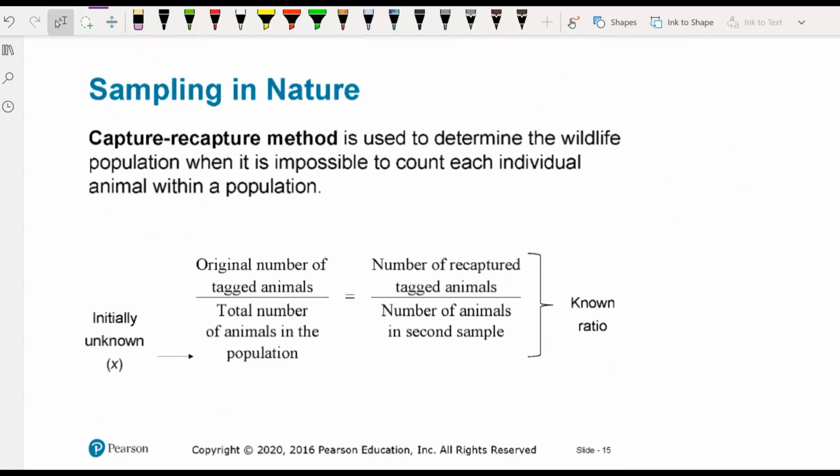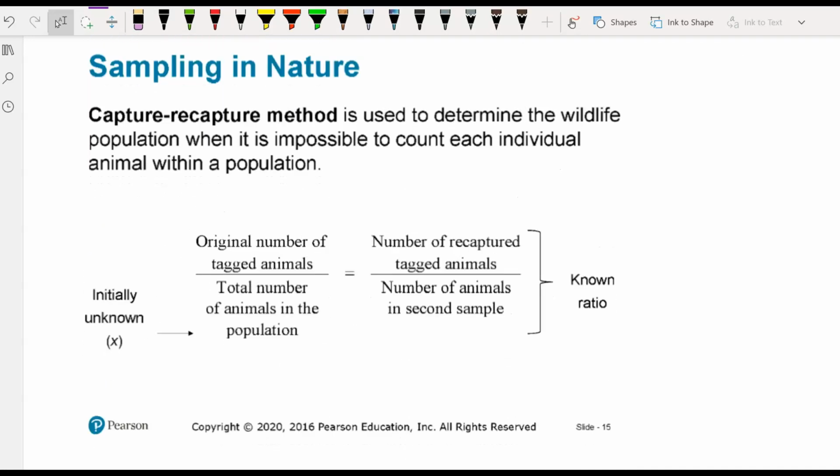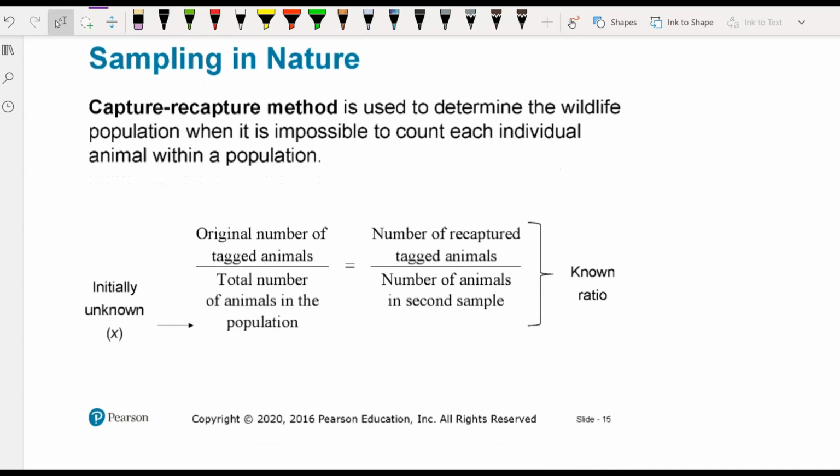All right, sampling in nature. The capture-recapture method is used to determine the wildlife population when it is impossible to count each individual animal within a population. So you put the original number of tagged animals over the total number of animals in the population. Initially, that's always unknown. And then the number of recaptured tagged animals over the number of animals in the second sample. So that's usually the known ratio.